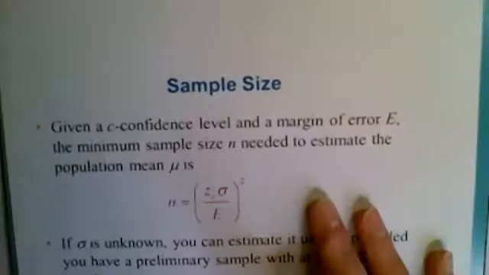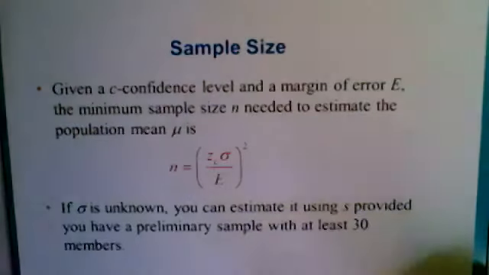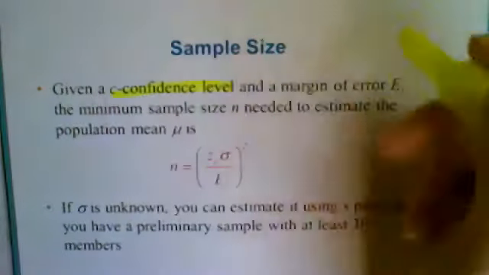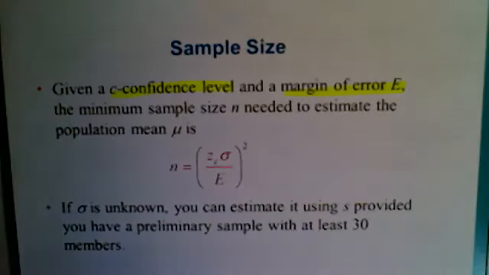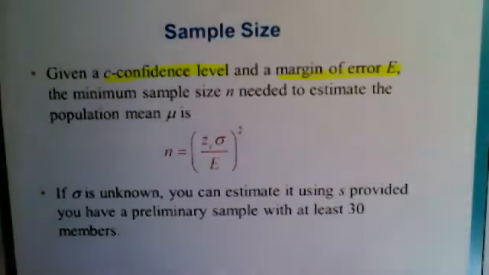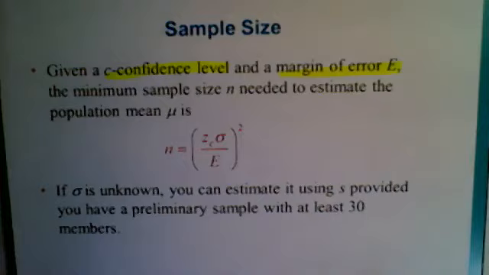Okay, so sometimes we want to work backwards and find out the sample size. We're going to do this based on a confidence level and a margin of error. One thing to keep in mind is if your sigma is not known, you're going to estimate it using the standard deviation provided. Make sure your sample again has more than 30 members. We're going to talk about what happens when we have smaller samples in a second. Okay, so let's knock this out with an example.